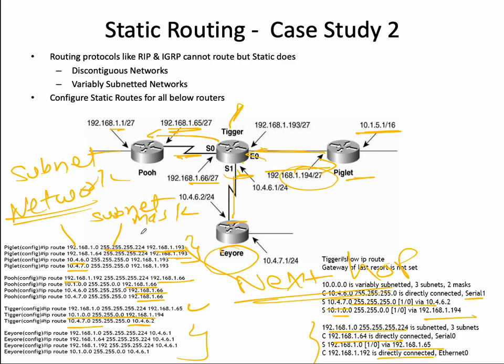So now you know how static routes work. The static route command is: ip route, network, subnet mask, and the next hop IP. And you can see the routing table by using show ip route. And this is what you see in the show ip route, right?